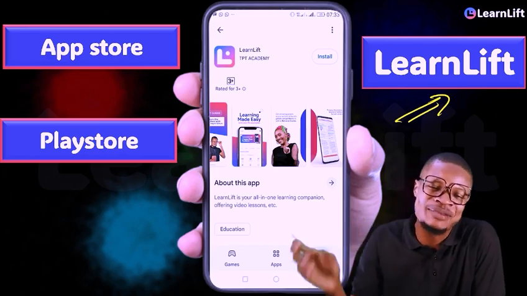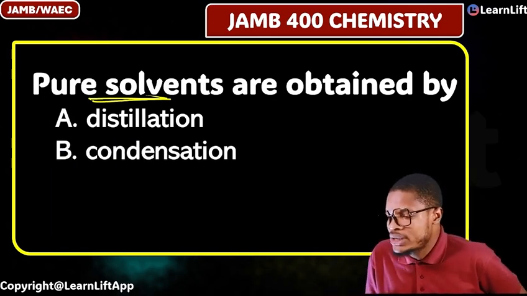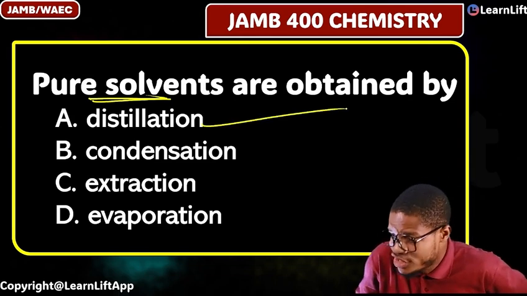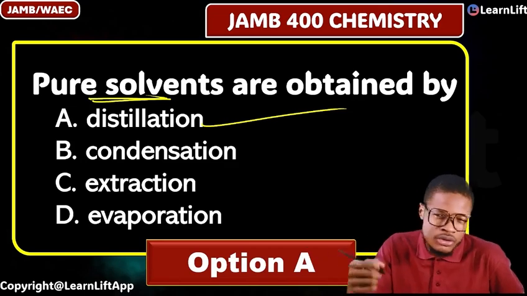Before we proceed, let's get back to class. Flow with me. Is it by distillation, or by condensation, or by extraction, or is it by evaporation? What is the answer? Distillation is the answer. Pure solvents are obtained by distillation. These ones are bonus questions you should know.